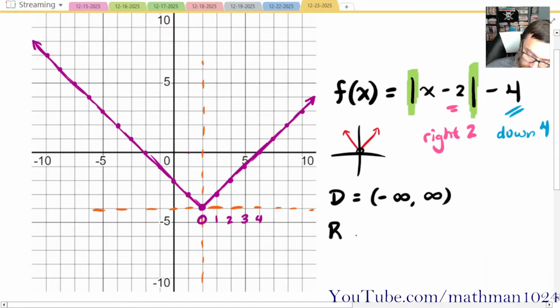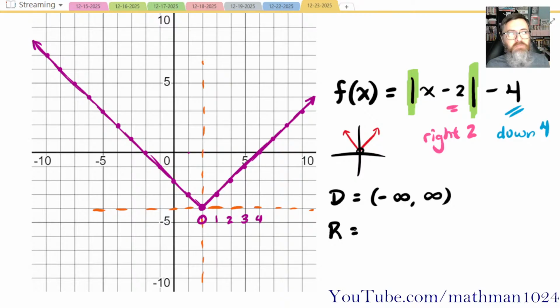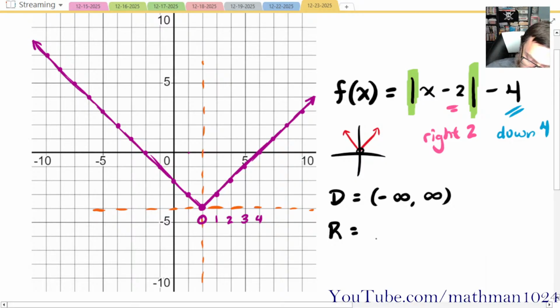Then our range. So first, let me go back to the domain. The domain for the absolute value function was all real numbers. So no matter where you move your graph, it's still going to be all real numbers. The range for this went from 0 to infinity for the default absolute value. Now, if you move that up or down, then your range is going to be something different. And you can see that here. Instead of 0 being the low value, it's now -4 because we grabbed it and we moved everything down 4 units. So the range is going to be from -4 up to infinity.